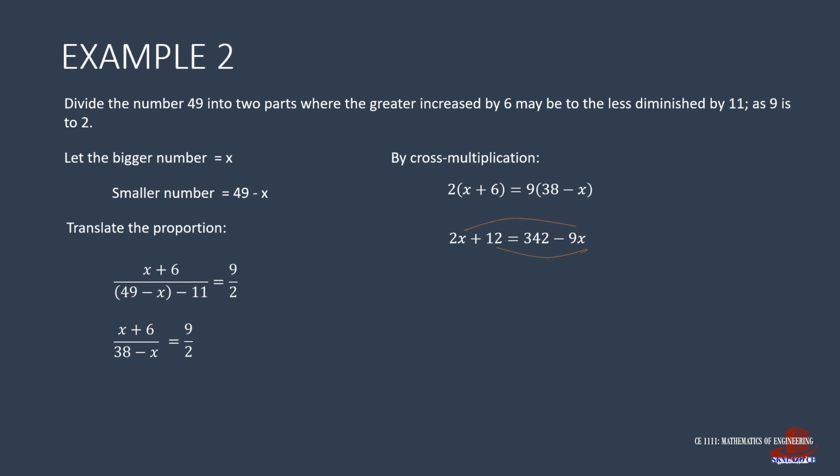Transpose similar terms to get 2x plus 9x as equal to 342 minus 12. This is then taken as 11x as equal to 330. Isolate x by dividing both sides by 11 and get x, the bigger number, as 30. The smaller number is then taken as 49 minus 30, or that is 19.